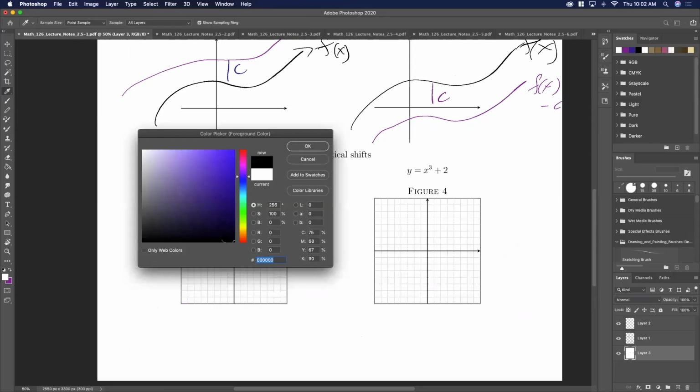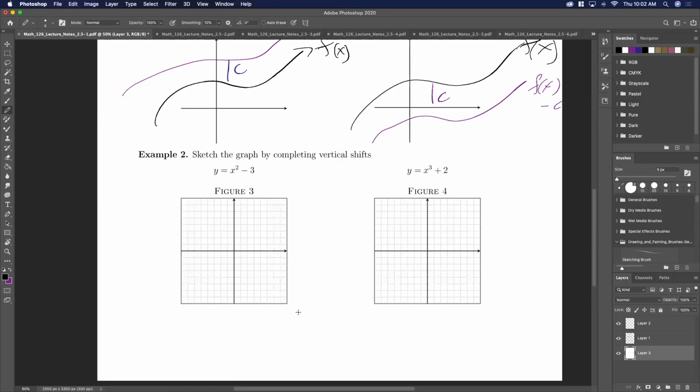Okay, so now I can sketch in my original function. Let's just say f of x equals x squared. So if I draw that in, 1, 2, 3, 4, 1, 2, 3, 4, you should be experts at doing this. Okay, so here I have that.